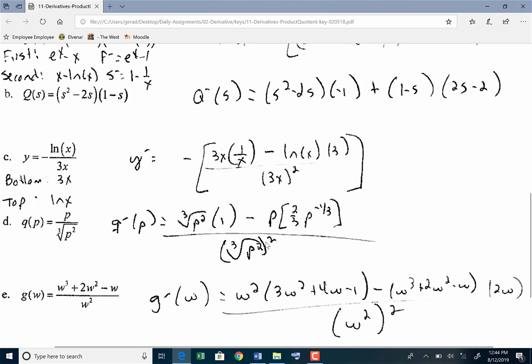They're complicated enough. Last example, another polynomial here. We could simplify this with some algebra rules, but we're not going to. We've got w cubed here, plus 2w squared minus w, all of that divided by w squared. So the bottom function w squared times the derivative of the top function, minus the top function, nothing changed, times the derivative of that w squared, all over w squared squared, like that.